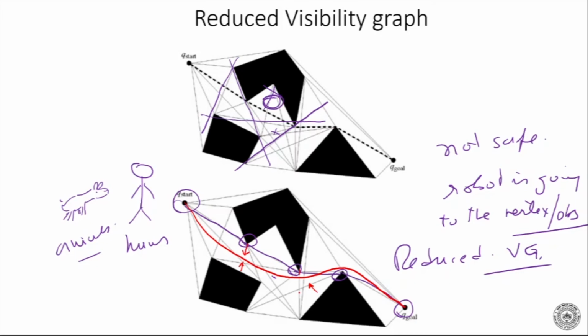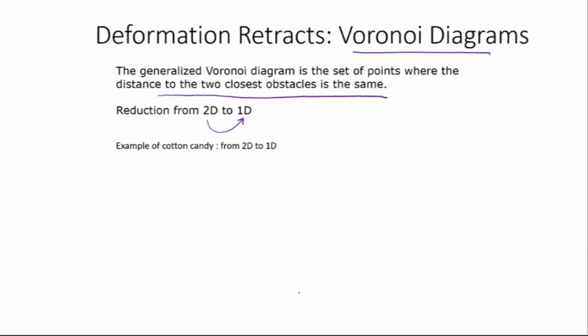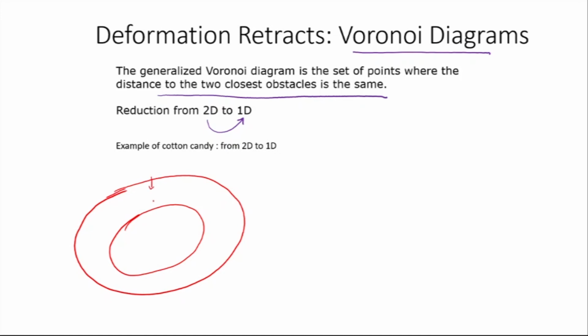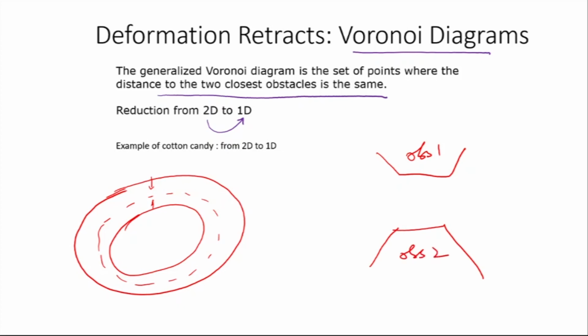Okay, now if you look at this deformation retract example of cotton candy or sugar candy, you might have seen that if you have sugar candies which are like this, and they start shrinking from both sides, they will go somewhere in the center. Now, if I have an obstacle like this, obstacle 1, and I have another one like this, which is in between both of these, the path right in between both of these would be here. So it is like this is shrinking this side, this is shrinking that side, and then from 2D it has become 1D.